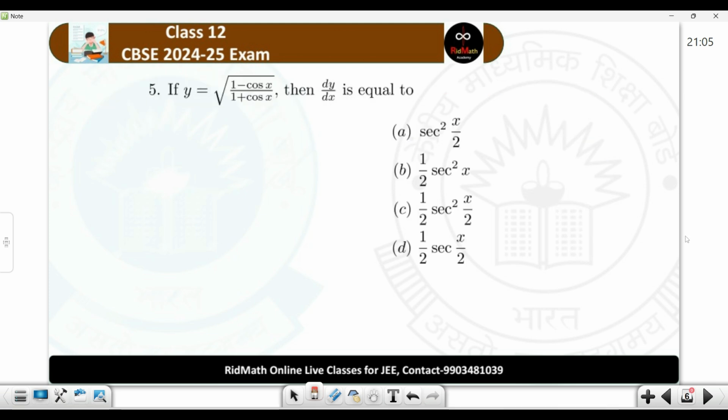Next problem. Problem number 5. y equal to root over 1 minus cos x divided by 1 plus cos x, then what is dy/dx?